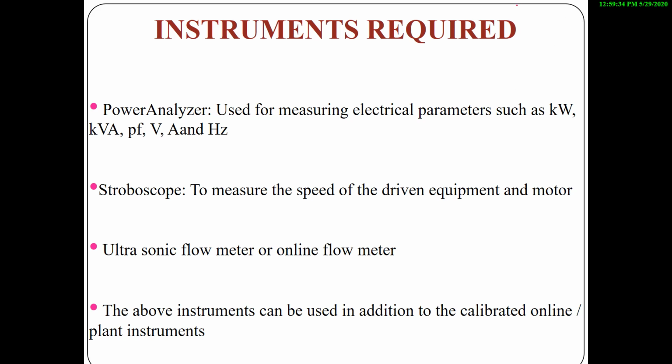And these are the instruments required. A power analyzer is used for measuring electrical parameters such as kilowatt, kVA, power factor, voltage, ampere and frequency. A stroboscope is used to measure the speed of the driven equipment and motor, that is the rotation of the motor or rotor part of the motor. The third one is an ultrasonic flow meter or online flow meter for measuring the flow of the liquid. These instruments can be used in addition to the calibrated online or plant instruments.